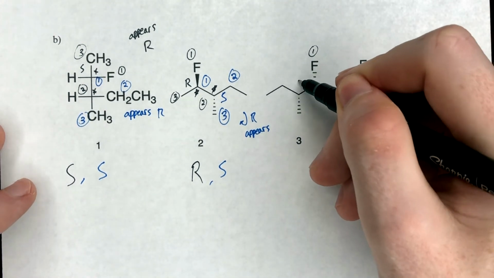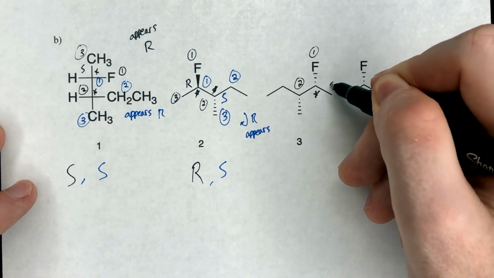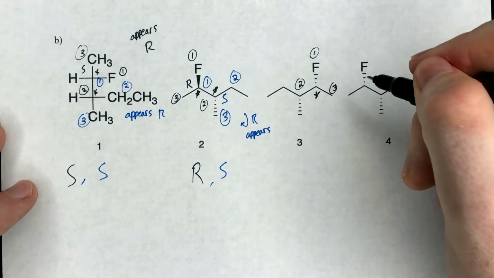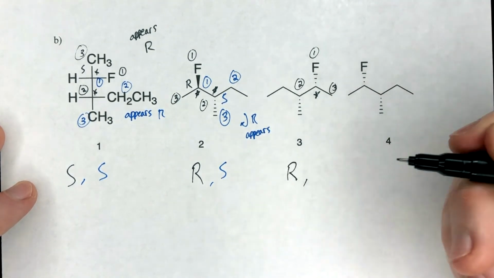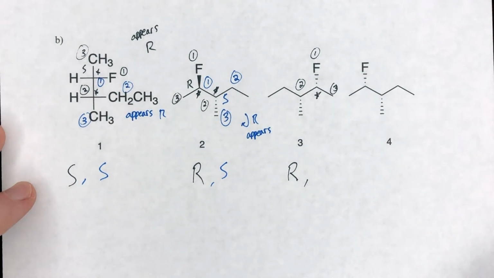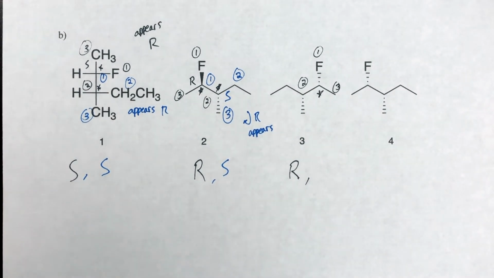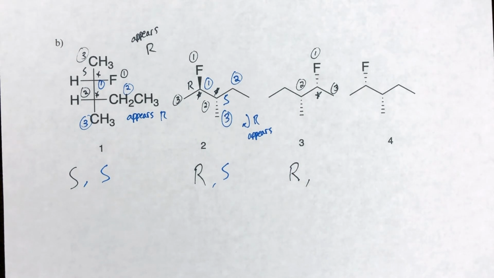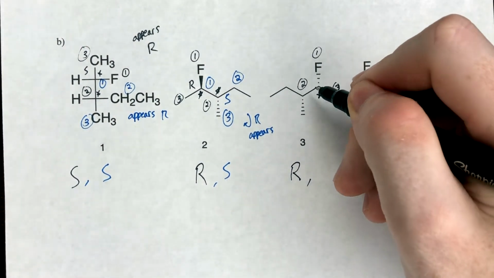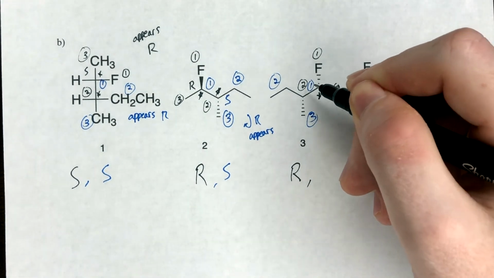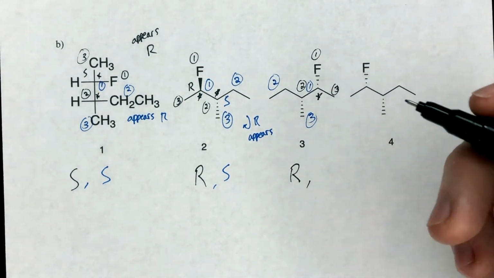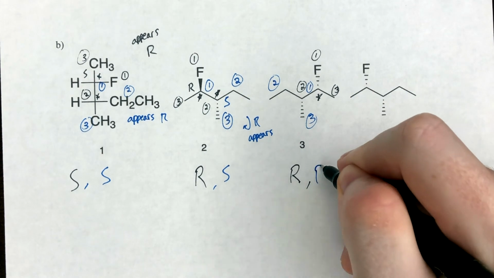So fluorine is highest priority, then this carbon group, then the methyl. This appears to be S. The hydrogen is in the front, so it's actually R. So this one will be R. Okay, now let's do the one in the middle. So we have, again, the carbon bound to the fluorine is highest priority, then the ethyl group, then the methyl group. This appears to be S, but the hydrogen is in the front, so it is R.